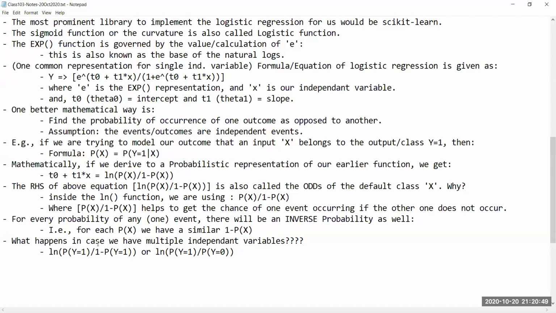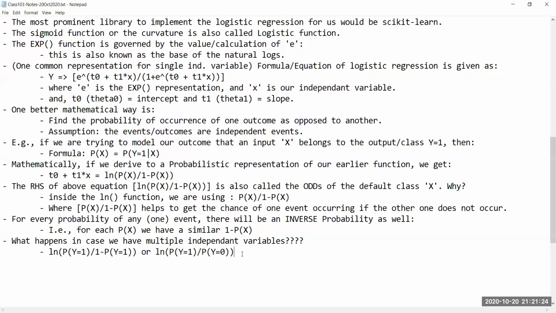Can I say this? Because 1 minus p of y equal to 1 is nothing but p of y equal to 0. If for any observation the outcome is 1, let's say y equal to 1 represents a male, then y equal to 0 is going to represent a female. So 1 minus p of y equal to 1 is the probability of getting a female, which I can represent as probability of y equal to 0. So these both terms are the same.